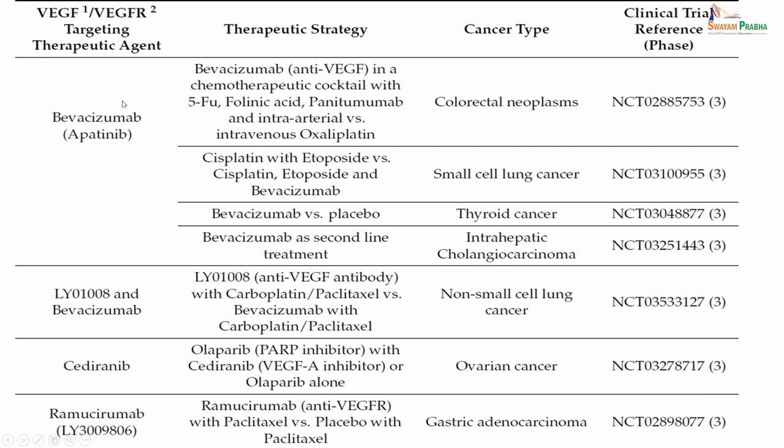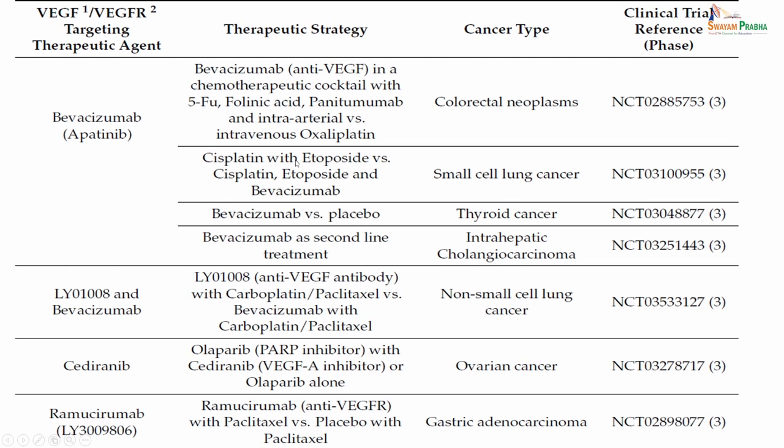Now, coming to the first trial where bevacizumab has been used, and this, as we saw, is an anti-VEGF, and this has been used in a chemotherapeutic cocktail, that is bevacizumab along with 5-fluorouracil, folinic acid and panitumumab and intra-arterial versus intravenous oxaliplatin. So, this combination versus oxaliplatin has been studied in colorectal neoplasms.